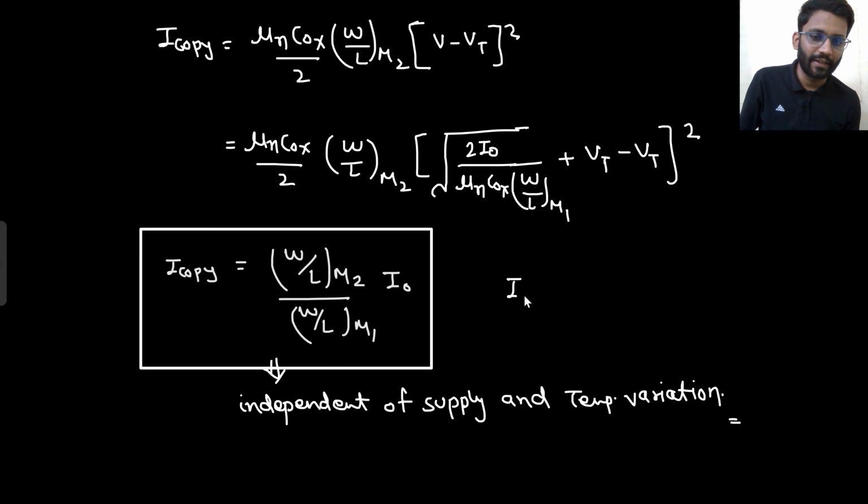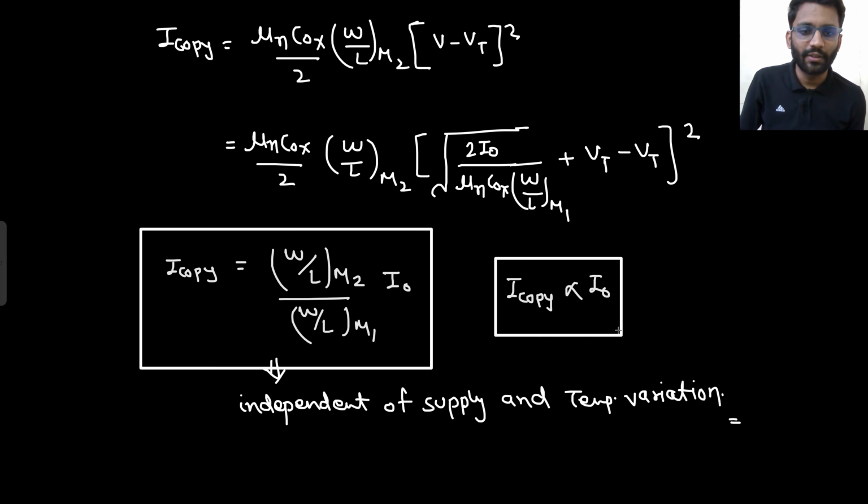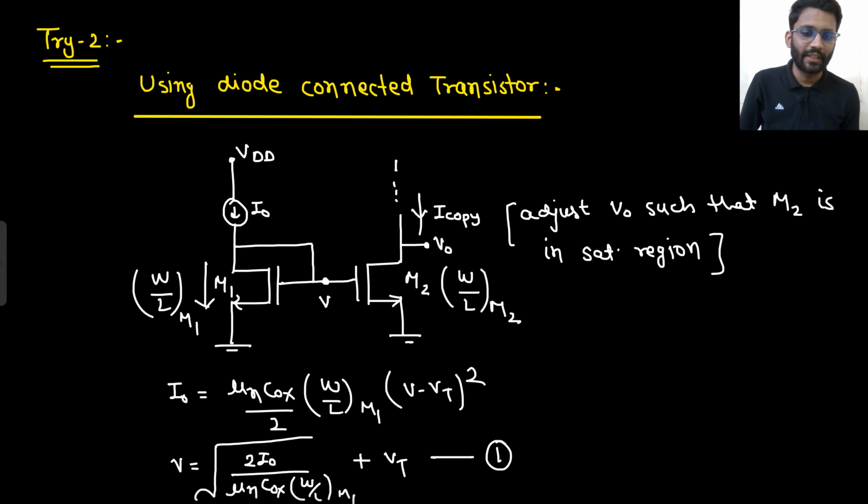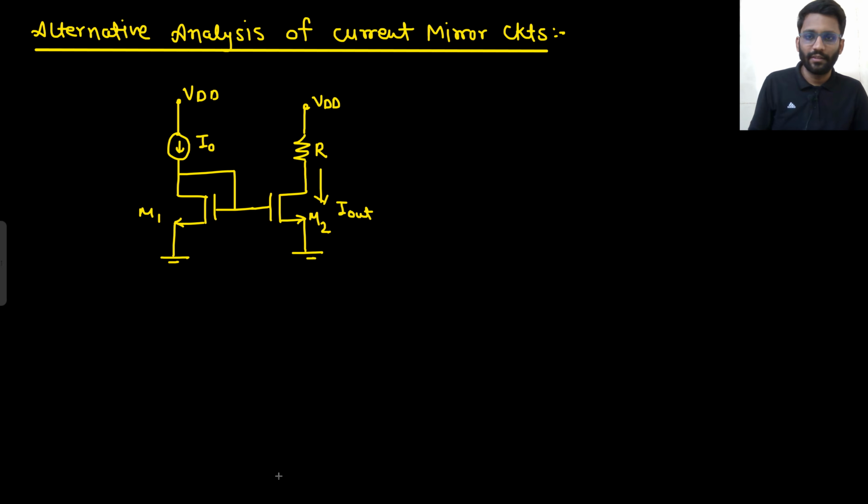So this was our target, to produce a current which is proportional to the golden current source, and that we have done using two MOS transistors. One was a diode connected load, and for the other you made sure that M2 is working in saturation region. So this particular configuration is known as current mirror circuit.